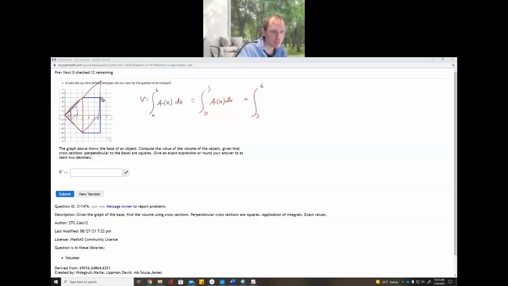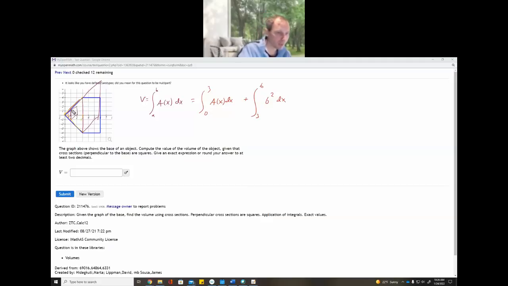Now, from 3 to 6, remember that my cross sections are squares, and the base of the square is always going to be 6, because from the top to the bottom is 6, and it's a square. So the area is 6 squared. That piece is going to be easy, no problem. I just need to figure out what's going on for this first half.